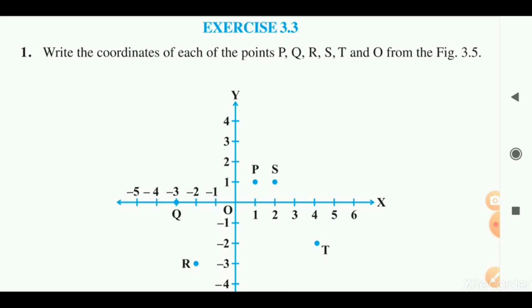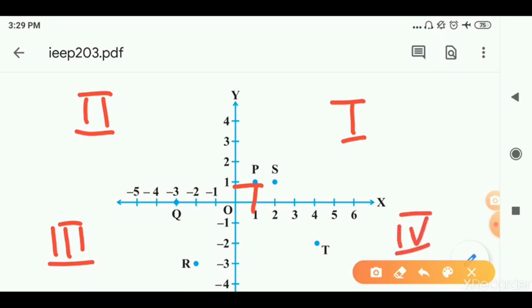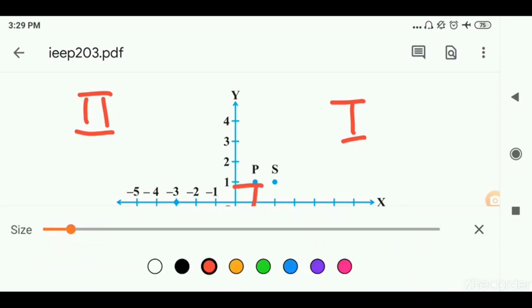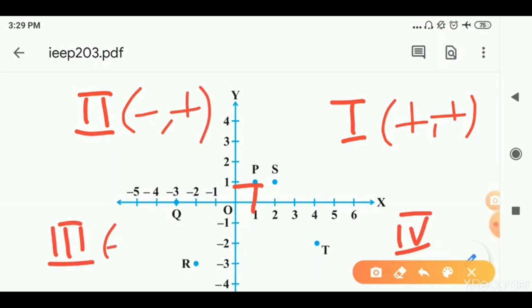that is in figure 3.5. So first of all we are going to find the coordinates of point P, and for that you need to check the perpendicular distance of point P from the x-axis as well as the y-axis. So you can say the perpendicular distance of point P from the x-axis and y-axis is 1 unit, and since it is lying in the first quadrant, as you can see, this is the first, this is the second, this is the third quadrant, and this is the fourth quadrant. Also you remember that the sign of the first quadrant is plus plus, the sign of the second quadrant is minus plus, the sign of the third quadrant is minus minus, and the sign of the fourth quadrant is plus minus.